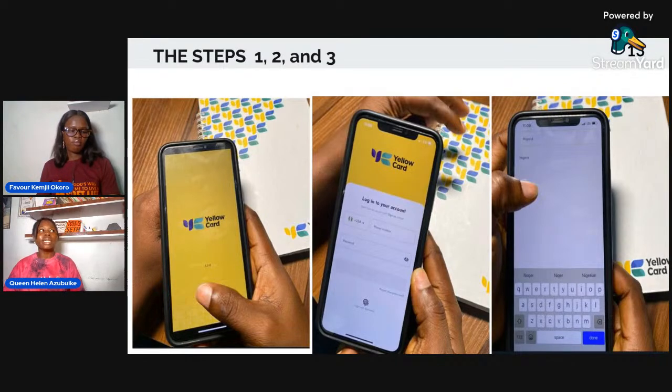Store it the way you go to your bank to save your money. You can save it on Yellow Card. Your money is safe. When you want to withdraw it, you withdraw it.